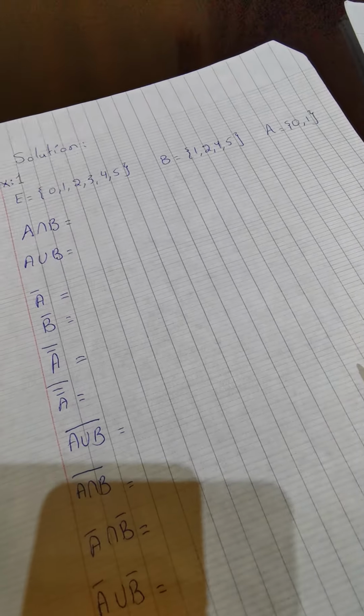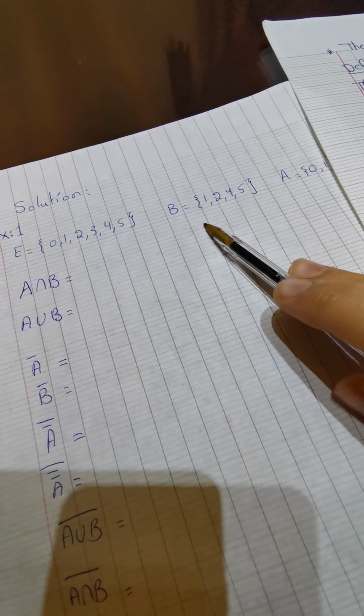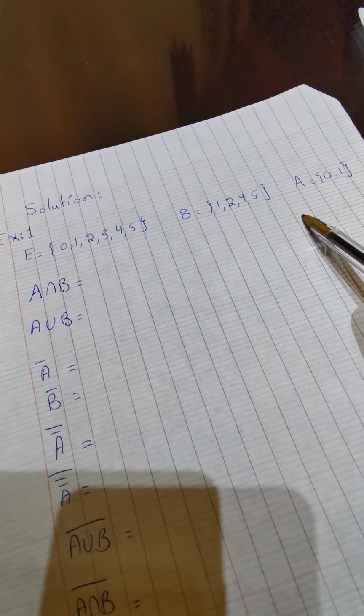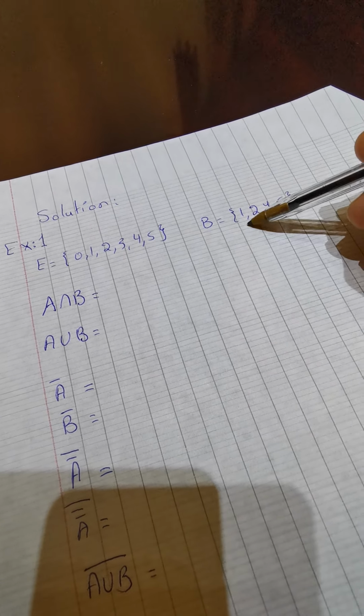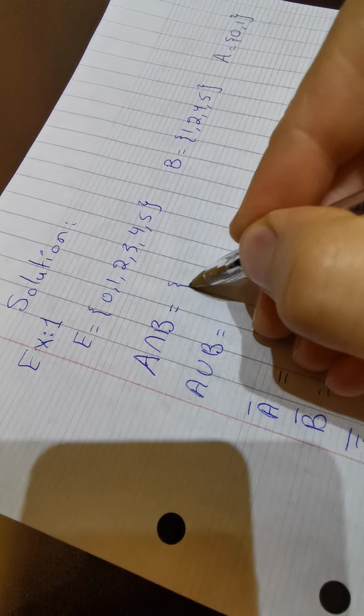First, we have to find A intersection B. What is the intersection between A and B? We can notice the intersection is only 1. They have only one element in common, which is 1. So A intersection B is 1.